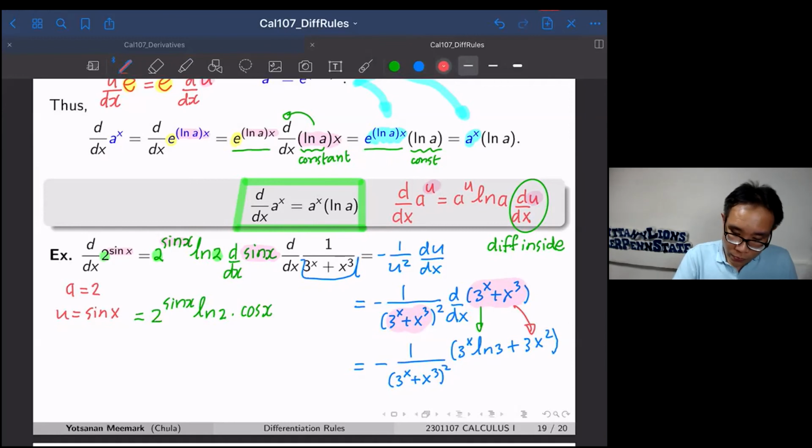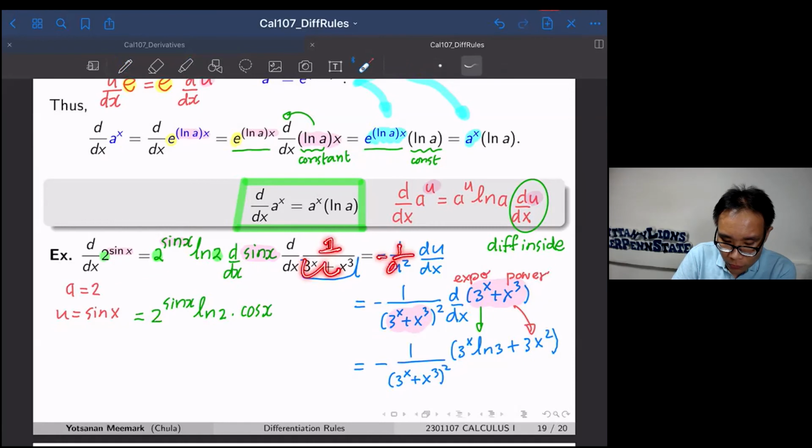So we have a name for something like this. 3 to the x is called an exponential function, and x to the third like this is called a power function. So this guy is a power function and an exponential function. The most important thing, like I said before, you need to memorize the derivative of 1 over u is negative 1 over u squared.